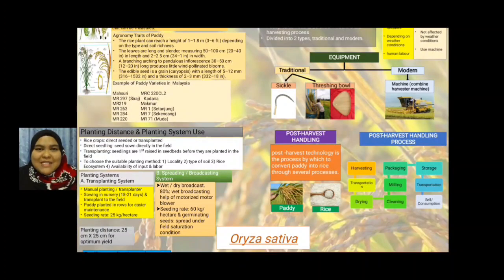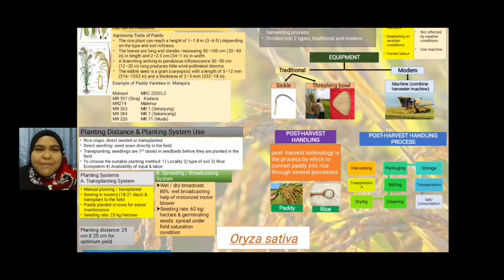Planting systems for rice can be either direct seeded or transplanted. So there are 2 types of systems we can use. First, manual planting or using a rice transplanter, sowing in the nursery at a certain age between 18 to 21 days and later transplanting to the field. Manual transplanting used to be a common way of establishing the crops in the wetland. For this type, the seedling rate is 25 kg per hectare. Paddy should be planted in rows for easier maintenance.